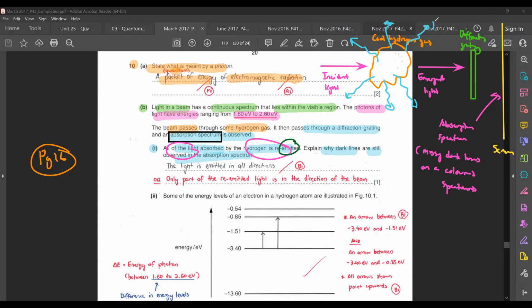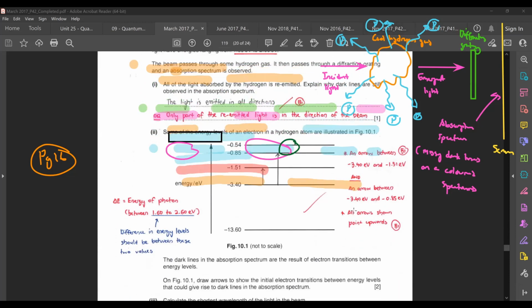These are the photons that cause the dark lines in the first place. They are no longer inside your emergent light. They are no longer inside your incident direction. So your answer, you can just word it in one simple phrase: because the lights are emitted in all directions. Or you can say that only part of the emitted light was in the direction of the beam. Okay, so that one is one.